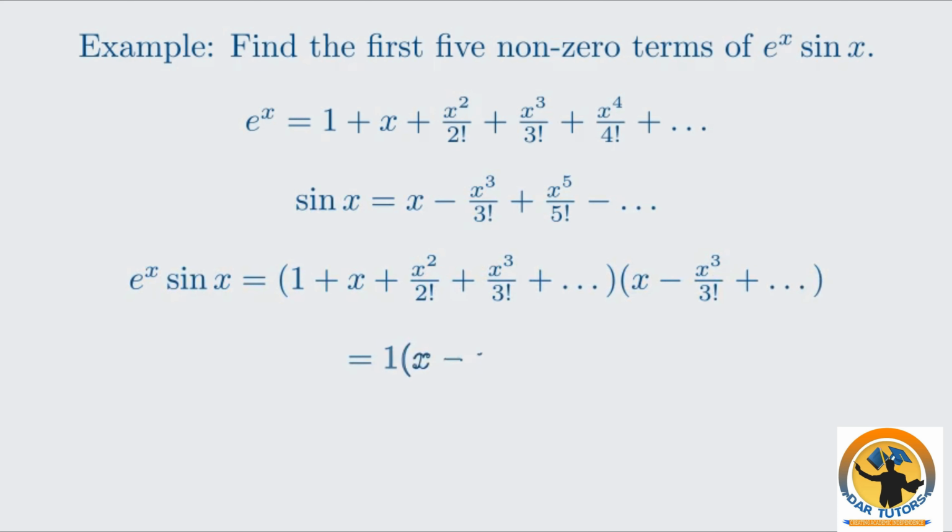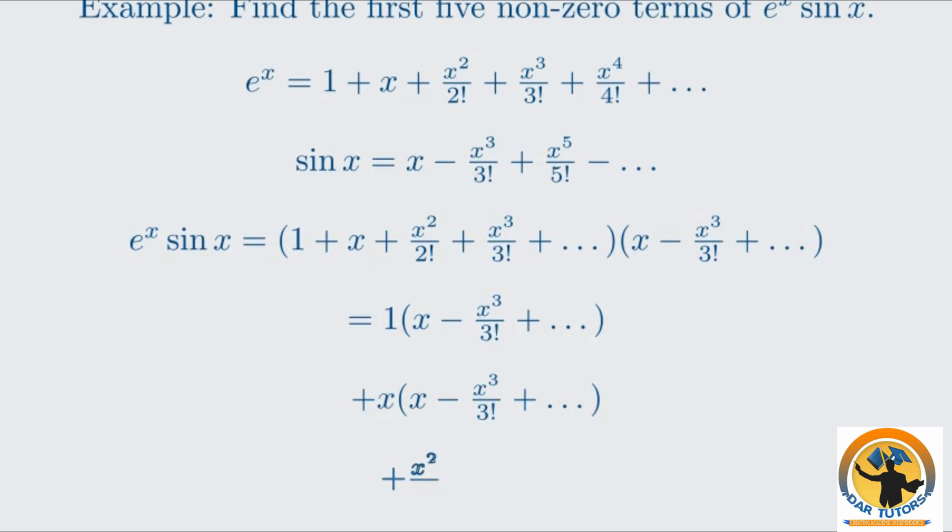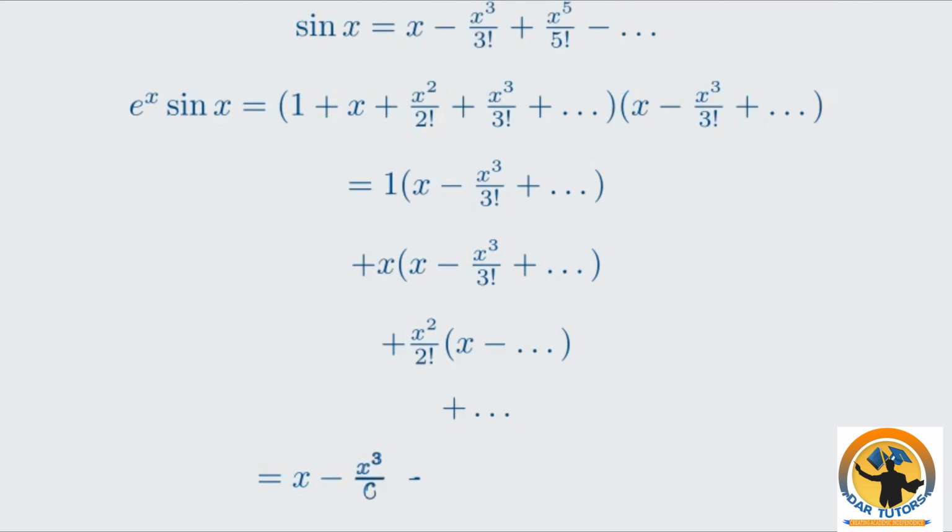We multiply each term of the e to the x series by each term of the sin x series. For example, 1 times x is x. X times x is x squared. X squared over 2 factorial times x is x cubed over 2 factorial. We continue this process, being careful to only keep terms up to x to the 4th.